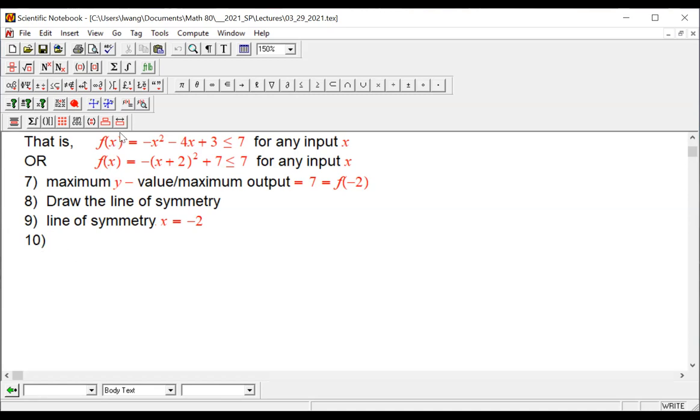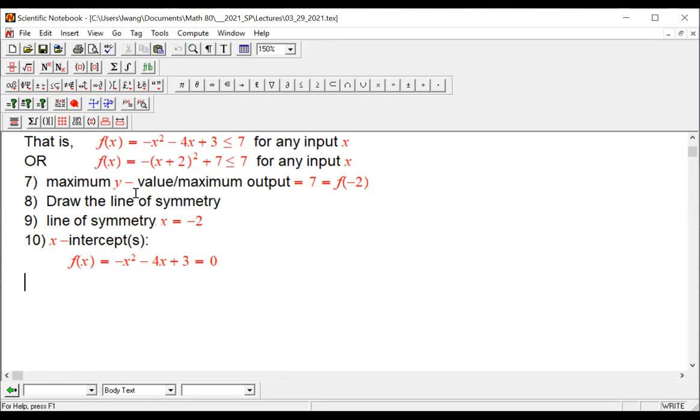So number 10, we're going to find x-intercepts. In this case, we have 2. How do we find the x-intercept? We set y equals 0. What is y? Y is the output. So we set f of x equal to 0, or you can also set this guy equal to 0.